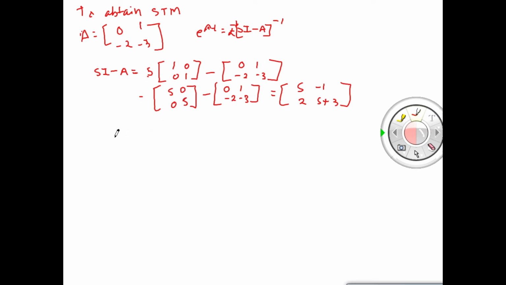Now we want to find (sI minus A) inverse. Whatever the answer we are getting for sI minus A, I want to find its inverse. The inverse of a square matrix is the adjoint of A divided by the determinant of A. If you find the determinant, it will be s square plus 3s plus 2, that is (s+1)(s+2).